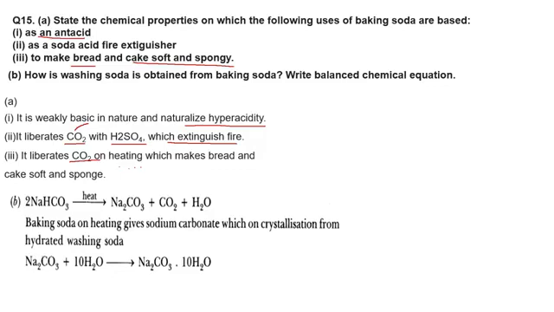Here we can see how washing soda is obtained from baking soda. Write the balanced chemical equation. Baking soda, NaHCO3, when you heat it, gives Na2CO3 plus carbon dioxide plus water. Baking soda on heating gives sodium carbonate, which on crystallization will give washing soda. Washing soda has 10 molecules of water of crystallization, Na2CO3 dot 10H2O.